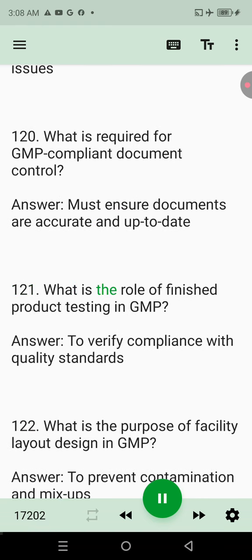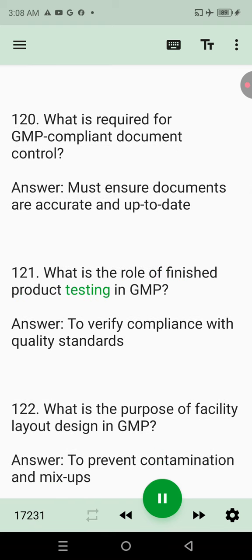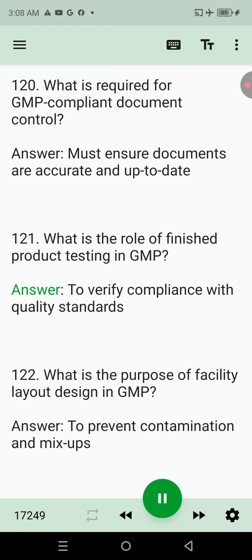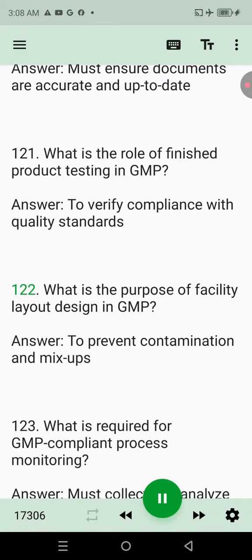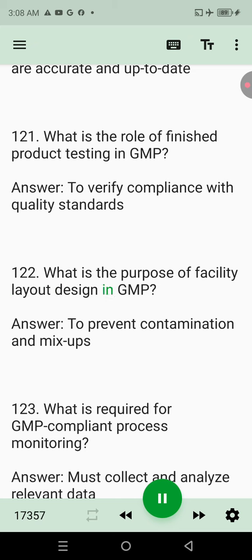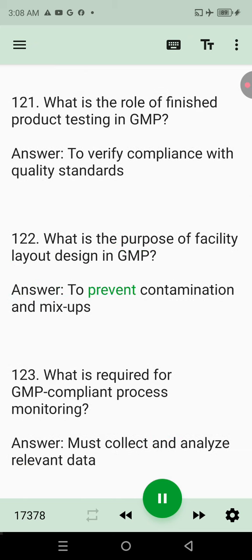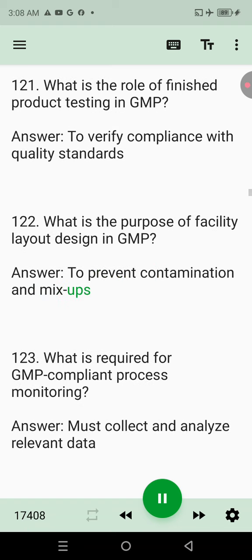121. What is the role of finished product testing in GMP? Answer: to verify compliance with quality standards. 122. What is the purpose of facility layout design in GMP? Answer: to prevent contamination and mix-ups.